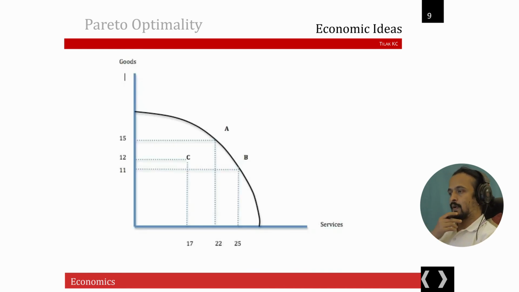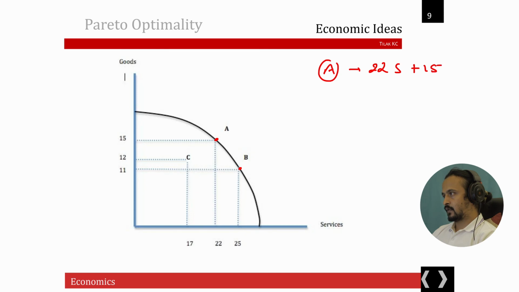The condition of Pareto optimality can be easily presented in the production possibility curve. If you look at this PPC curve, we have 2 points here, point A and point B. At point A, it is possible to make 22 services and 15 goods. So let's assume that we switch production to point B now. At point B, we will be making 25 services, but then there are only 11 goods.